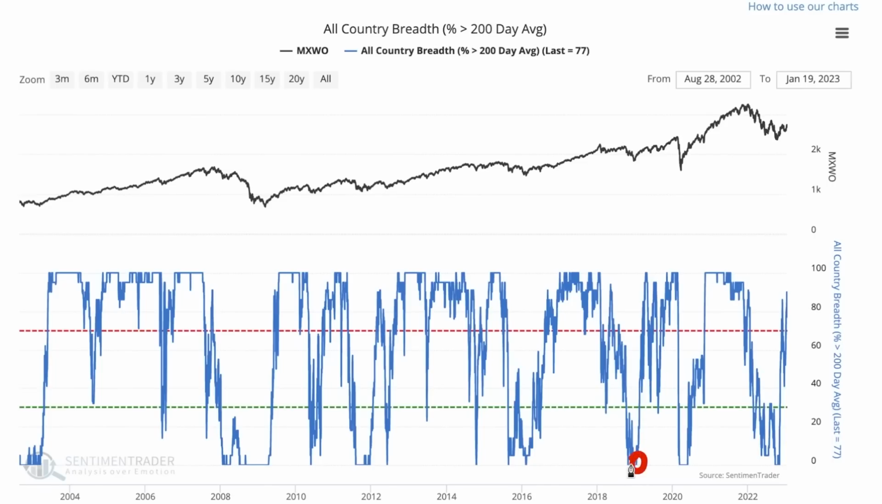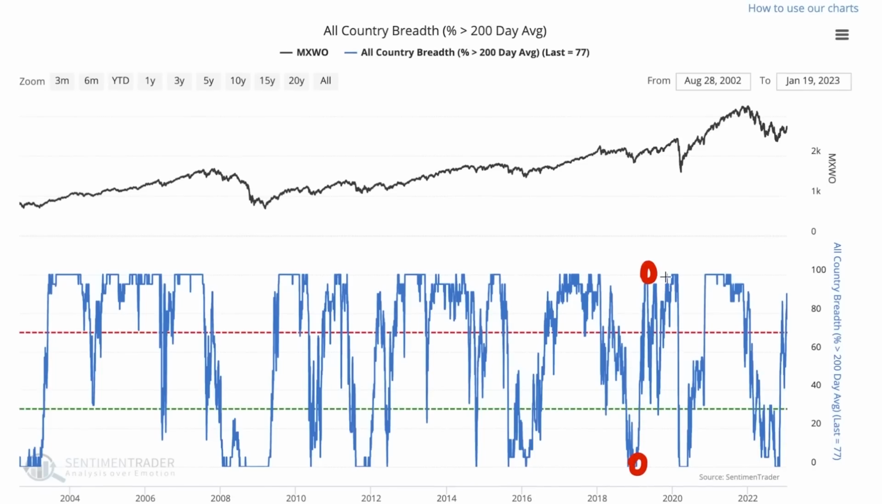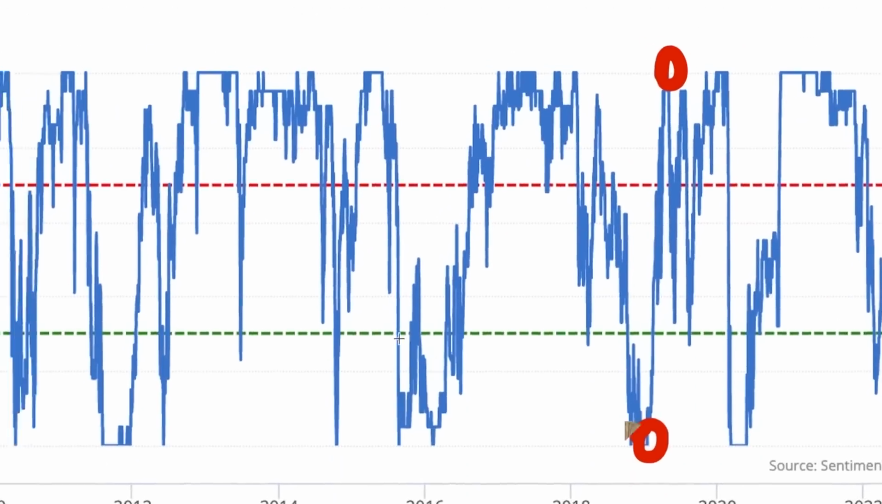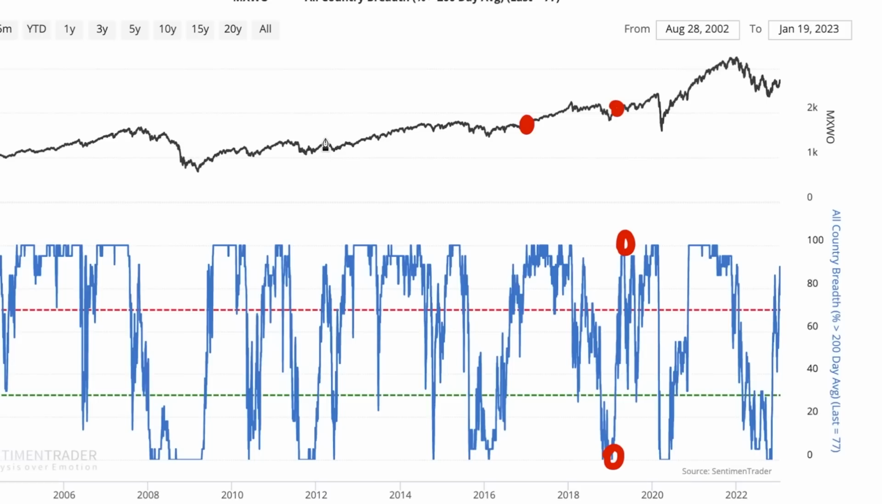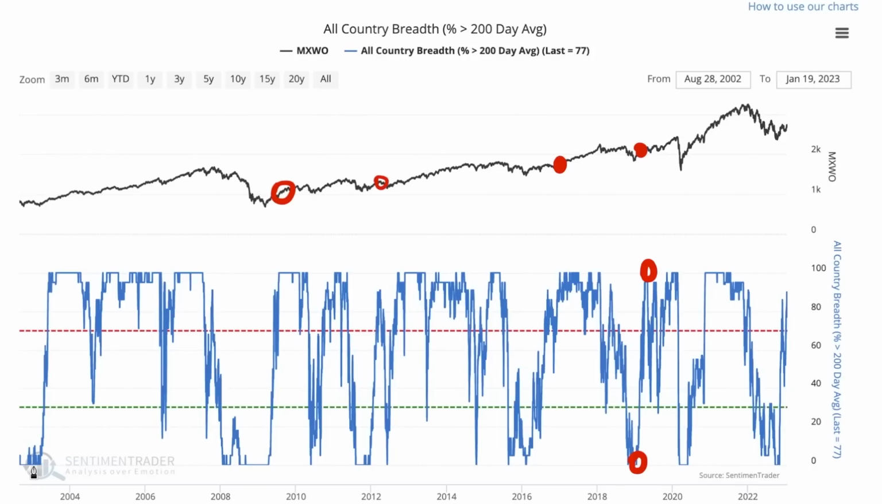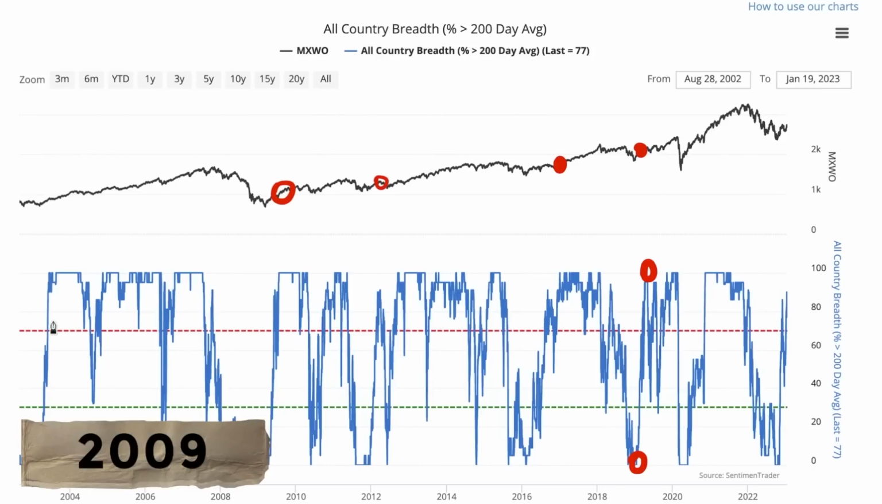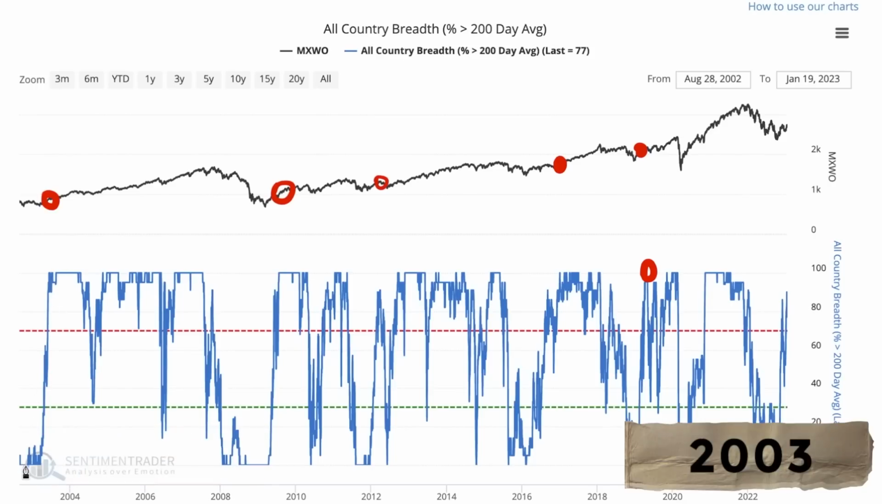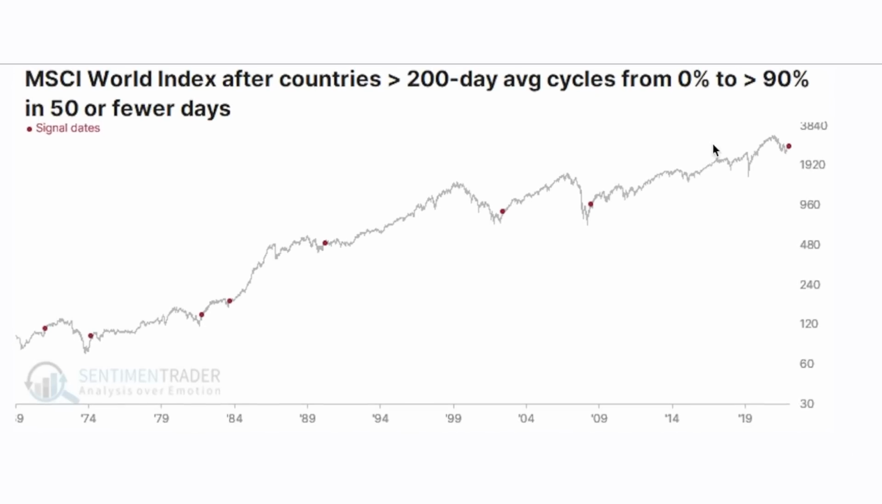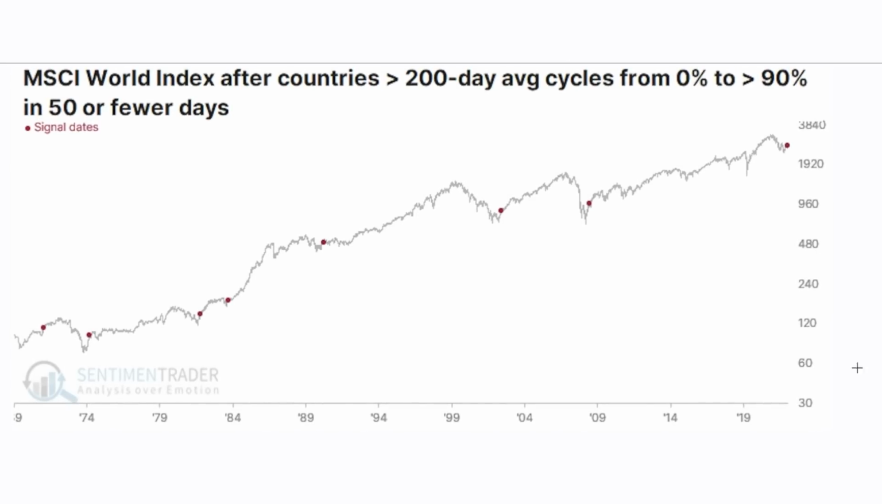Now you can very quickly see here we had one breadth thrust right there in 2019. We also had one right here in 2016. You also had one right here in 2012. Then of course in the recovery of 2009 right here. And then in 2003 right here. So you can see just eyeballing this that a lot of these thrusts occur at the beginning of sustained rallies. You didn't have one of these during the 2008 period.